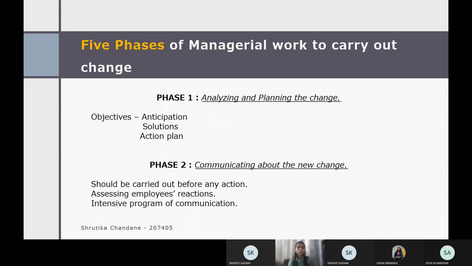The following few questions should be asked, like how widespread is this support, who originated the idea for change, what is the scope of the change, etc. Phase 2: Communicating about the new change. Much of this communication should be carried out before any action is taken to introduce the actual change. Also, managers should try to assess the employees' reactions by identifying their questions, beliefs, and fears about the change. The intensive program of communication should begin at the completion of the analysis and planning phase of the change.